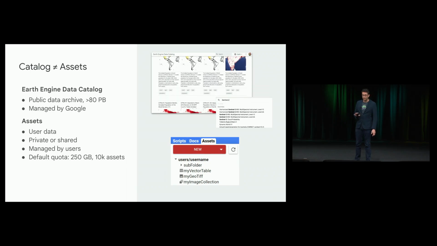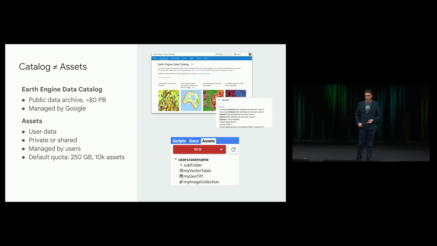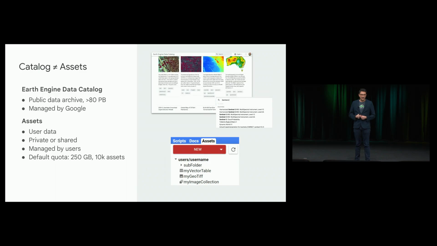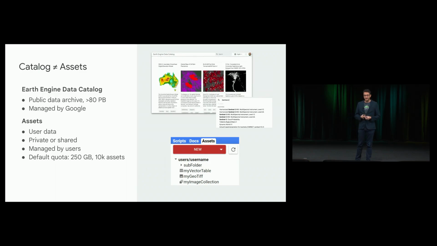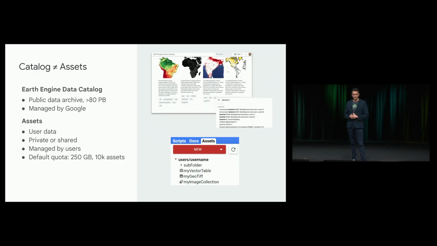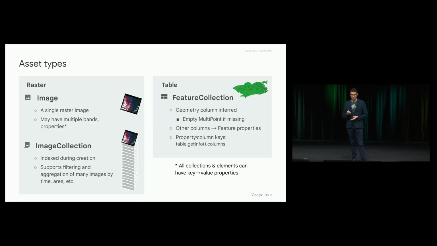Okay, so assets are your user data. This data can be private, or you can share it with others. You control who sees that data. There is a default quota that you can get. There's uplift. There's commercial pricing for different amounts, and you can get up to 10,000 assets with your default account.